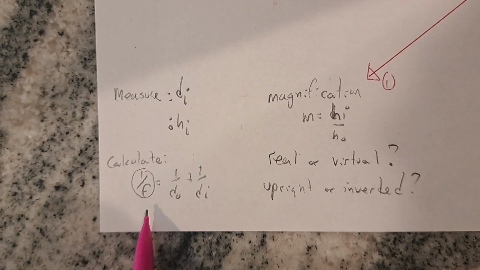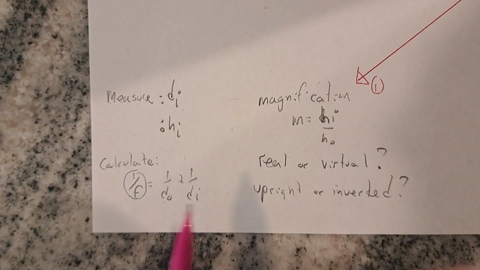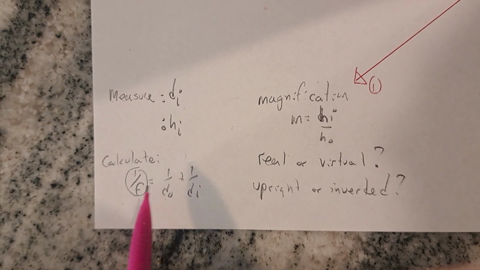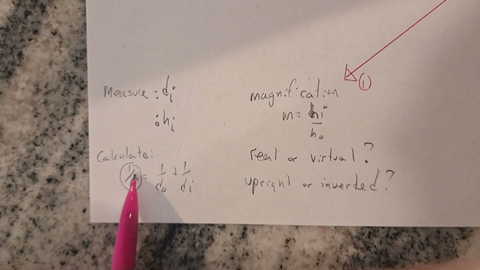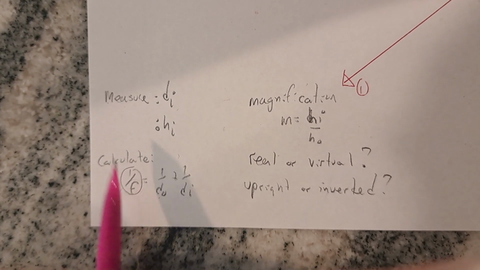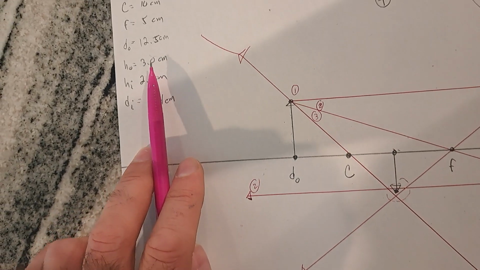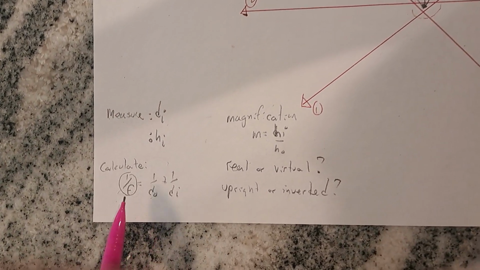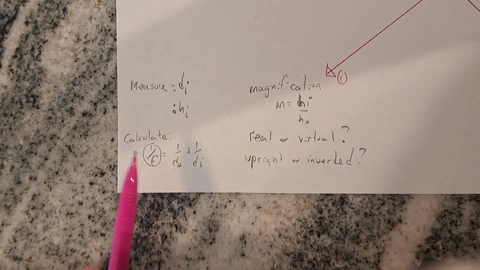You need to calculate, this is called the mirror formula. It's a relationship between DO, DI, and F. It says 1 over F, the focal length, is equal to 1 over DO plus 1 over DI. What you need to do is calculate F with this equation and make sure that you get about 5. Our focal length is about 5. So when you put in your DO and DI from the formula, you should get F. Keep in mind, this is 1 over F. So you got to get F.